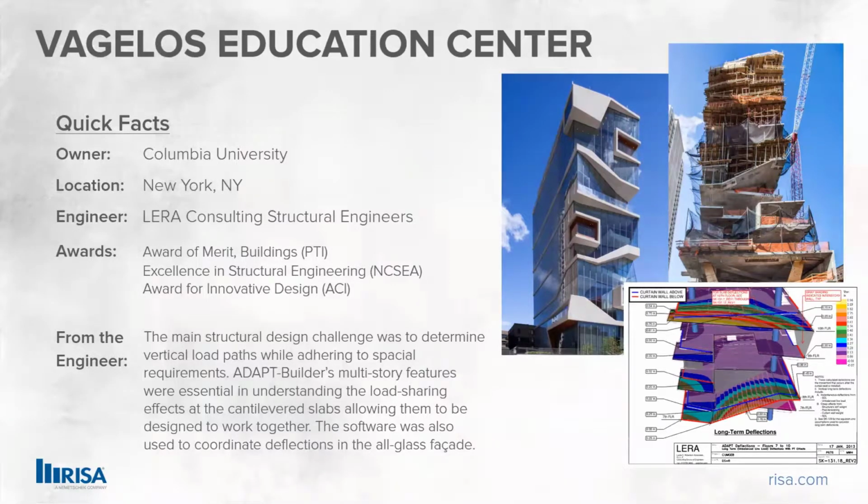To put it lightly, this incredible structure has very complex geometry. The main structural challenge was to determine vertical load paths while adhering to spatial requirements. Adapt Builder's multi-story features were essential in understanding the load sharing effects at the cantilevered slabs, allowing them to be designed to work together. The software was also used to coordinate deflections in the all-glass facade. In fact, the picture in the lower right shows some of the Adapt Builder output that was used for this deflection coordination.